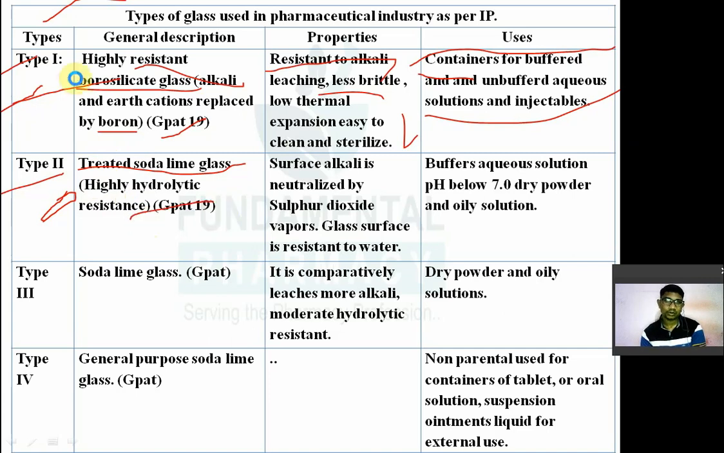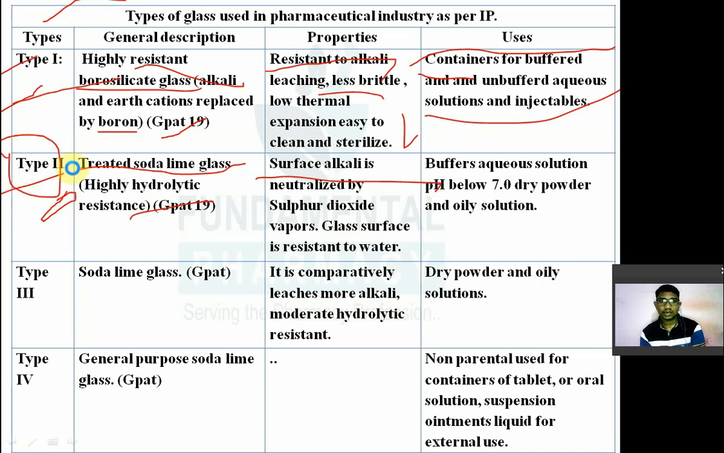जीपैट 2019 में दो टाइप के क्वेश्चन आए थे इसके. एक तो डायरेक्ट क्वेश्चन था और एक मैच द फॉलोइंग टाइप का क्वेश्चन. बाकी ये एग्जाम में भी आता है बहुत. टाइप सेकंड क्लास इज द ट्रीटेड सोडा लाइम ग्लास और हाईली हाइड्रोलाइटिक रेजिस्टेंस ग्लास. ट्रीटेड मतलब क्या? Treated means the surface of this glass is treated with the sulfur dioxide. You know that glass is made up of silicon oxide and other alkali oxides. Treatment of the surface of glass with the sulfur dioxide.